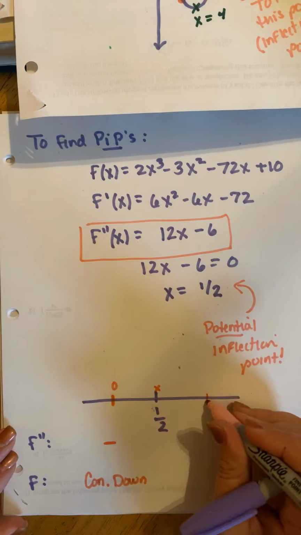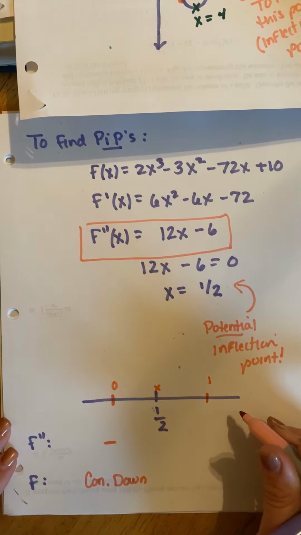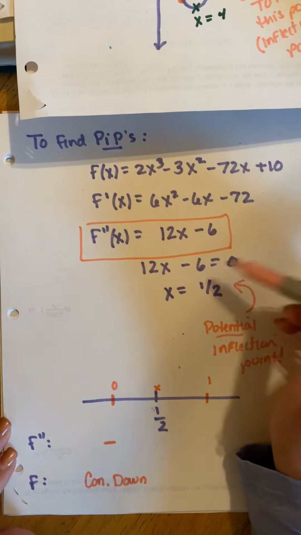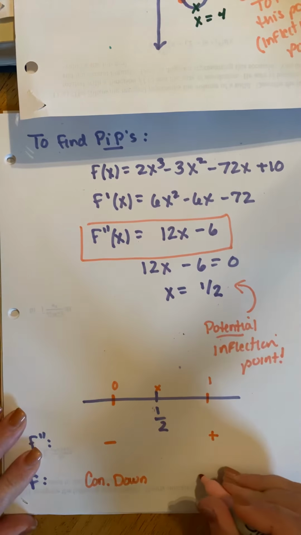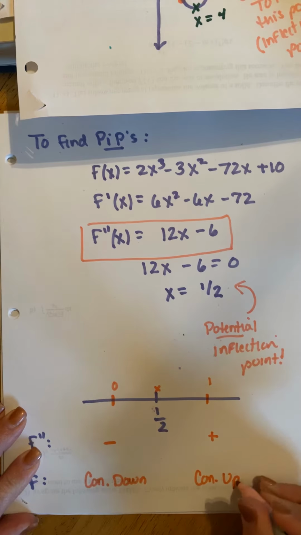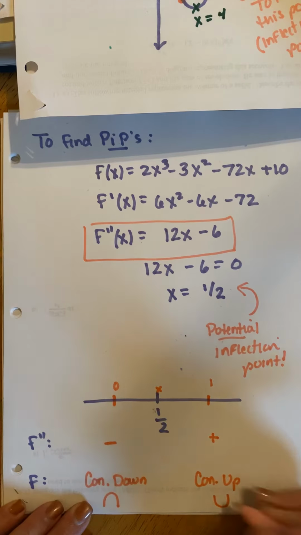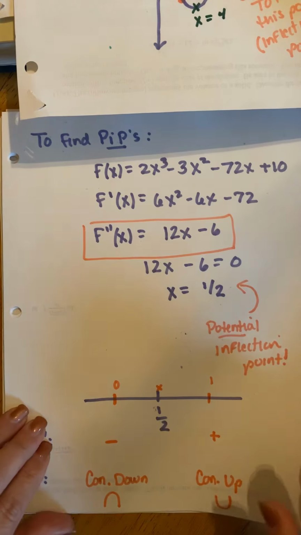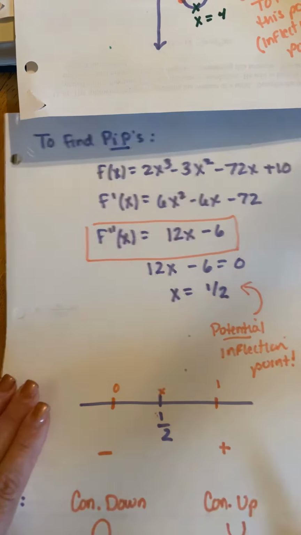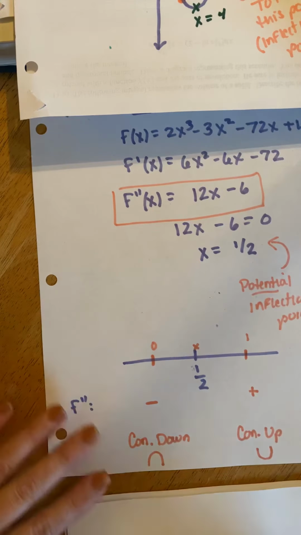Pick any number to the right of 1/2. We'll keep it simple, 1. Put 1 in here, we get 12 minus 6. The result is positive, so my original function is concave up. So it's going to be concave down to the left of 1/2, concave up to the right of 1/2.